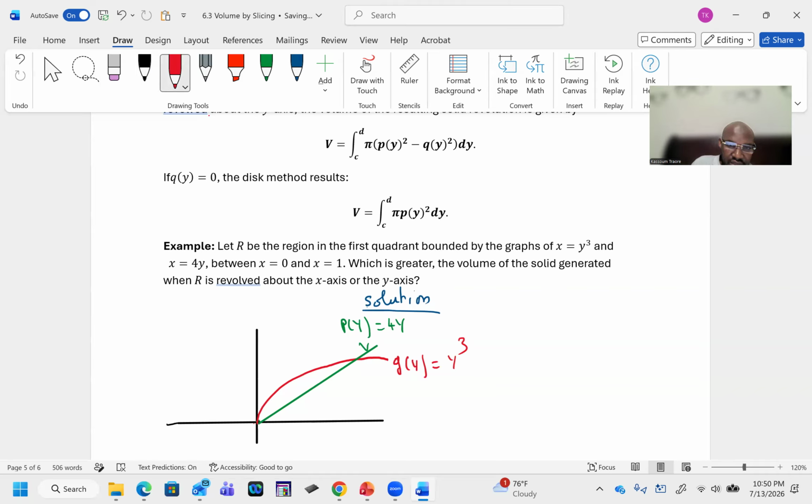So the interval of integration would be, because this intersection is (8, 2). We can solve it by solving y cubed equals 4y, okay?